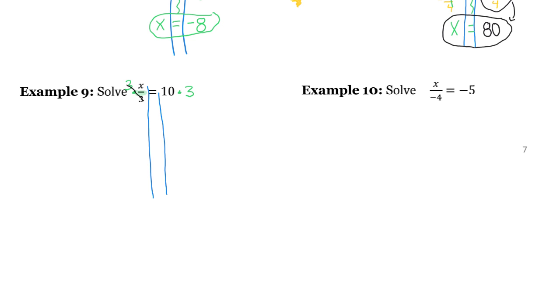So then these cancel. Our x gets brought down. Our river comes down. And then what's 10 times 3? That's going to be 30. Okay, I want you to pause and try example 10 on your own.